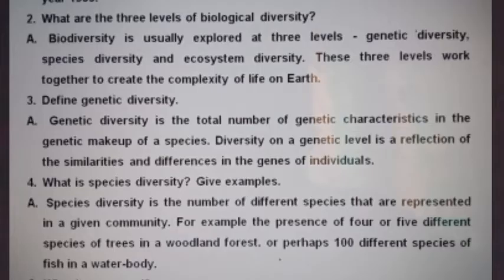Now moving on to the second question, that is, what are the three levels of biological diversity? Answer. Biodiversity is usually explored at three levels: genetic diversity, species diversity, and ecosystem diversity. These three levels work together to create the complexity of life on Earth.